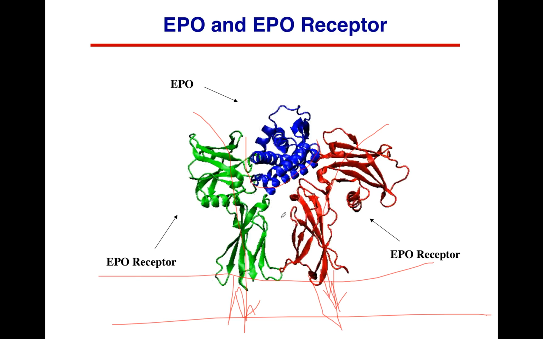The key thing here is that these two parts come together. When the cytokine EPO binds a monomer, it causes dimerization of the receptor, bringing together the green and red arms of the receptor. This is a hallmark of the hematopoietin receptor family. They come together and form a binding site for the cytokine.